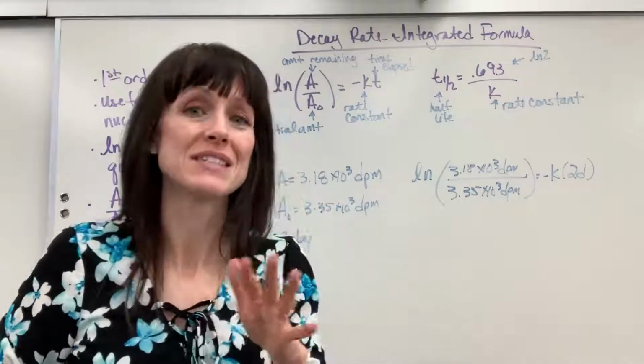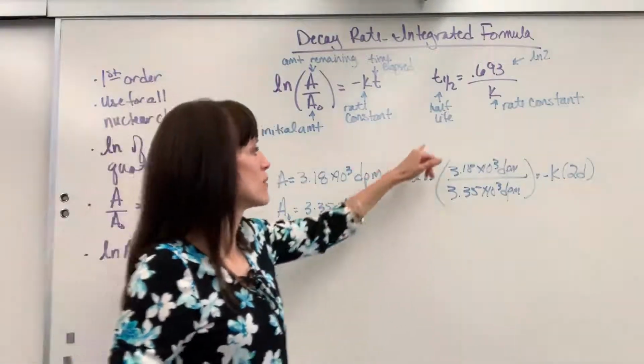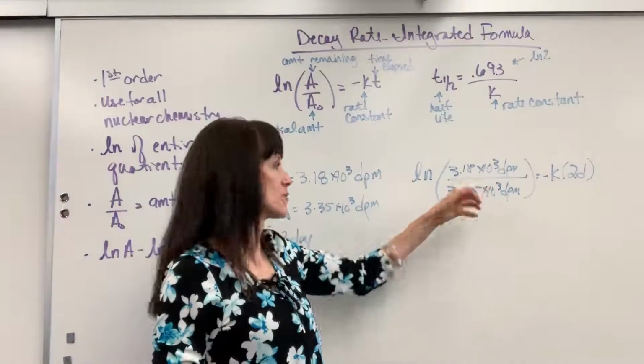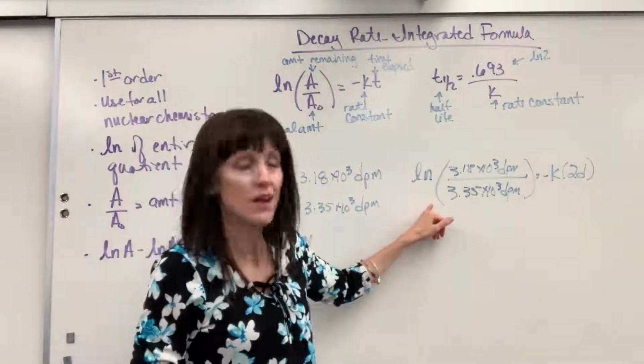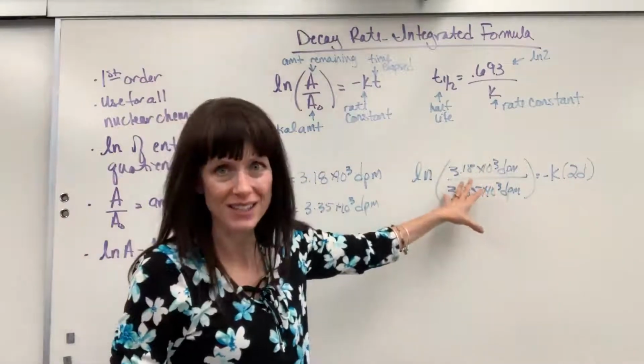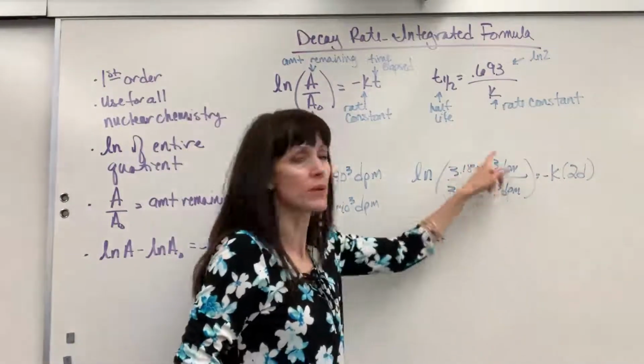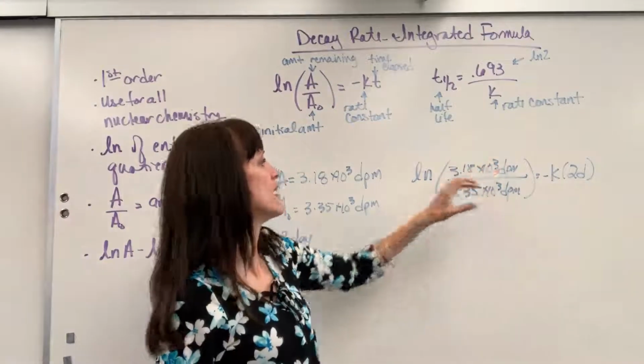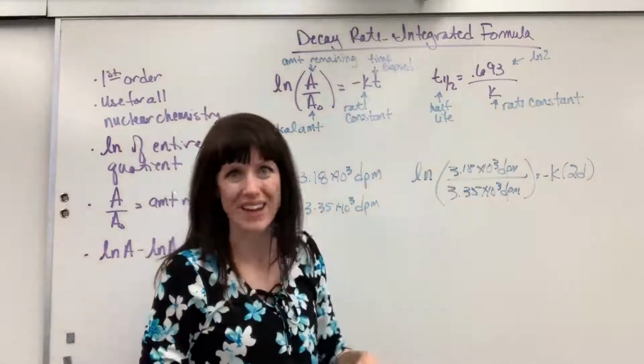Here's the mistake that students make. They'll do natural log of 3.183 times 10 to the 3 divided by natural log of 3.35 times 10 to the minus 3. That mathematically is not correct. You have to do this number divided. So you could even divide it and then take the natural log of that number divided.